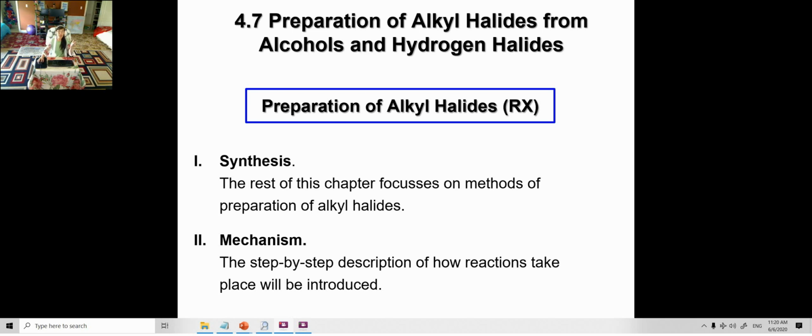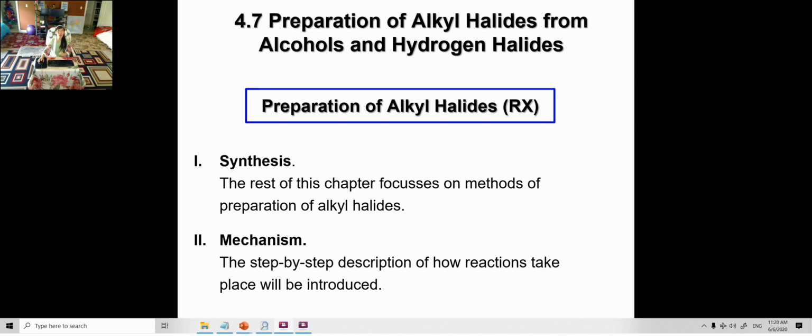I'm the instructor for the organic chemistry. What we are going to do today is talk about the preparation of alkyl halides. You can have different ways to produce alkyl halides. First of all, we are going to discuss the alkyl halides preparation from alcohols and hydrogen halides. And then we also discuss different chemical mechanisms. So essentially we are studying two types. One is called SN1, another one called SN2.